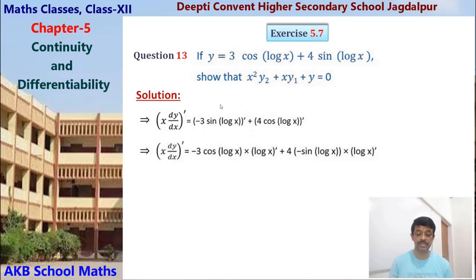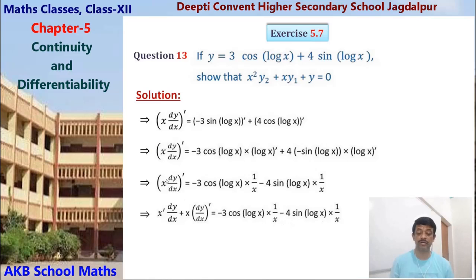Here the derivative of this: minus 3 constant, sin log x, cos log x, 1 dash, plus 4 constant, cos, minus sin log x dash. Now proceed. Minus 3 cos log x dash means 1 by x. Here also 1 by x. Also, you can get x in the denominator on the right hand side, so transfer it to the left hand side.